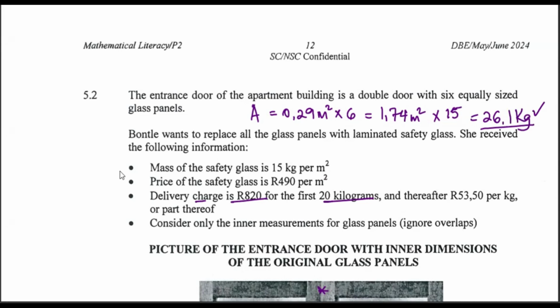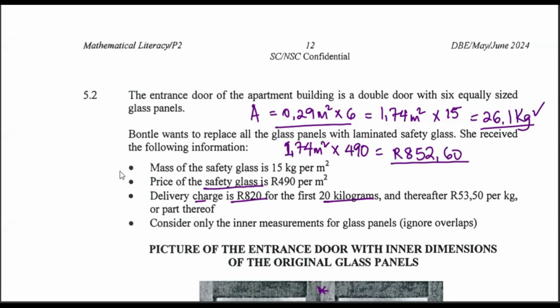Then the price of safety glass is 490 per meter squared. So we need to know how much. So we shall say 1.74, you know where we're getting it from, the 6 panels, times 490. Here I'm looking at the cost of buying the safety glass, the price of safety glass. So 1.74 times 490 gives 852 rand 60 cents. So that is it.